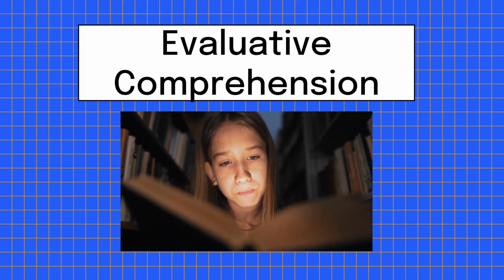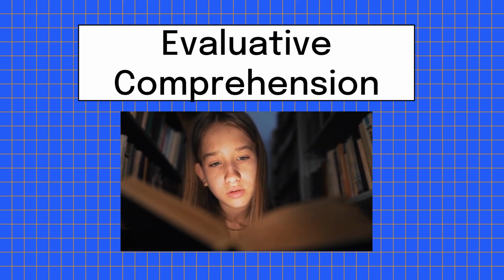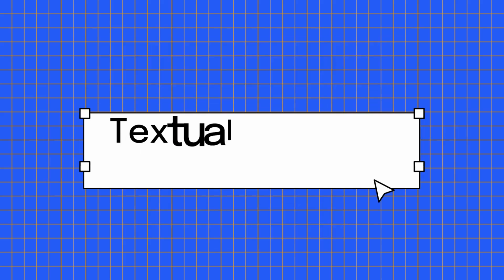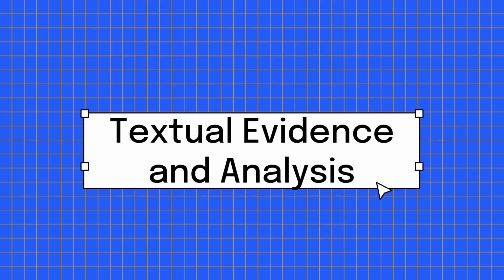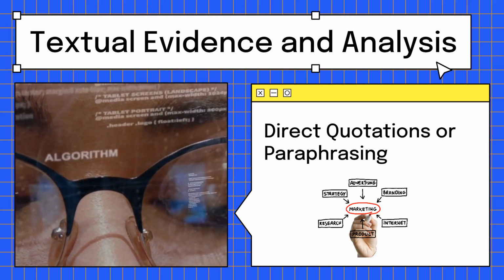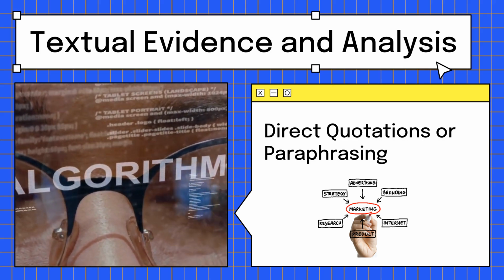Do you agree with the character? Was this a well-written story? It's about judging the text. To comprehend and evaluate, you need proof. That's textual evidence and analysis. You can use direct quotations or paraphrasing to support your ideas.